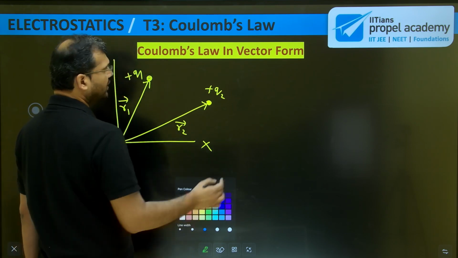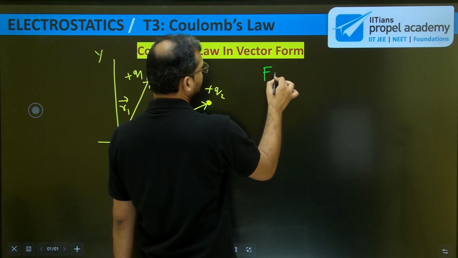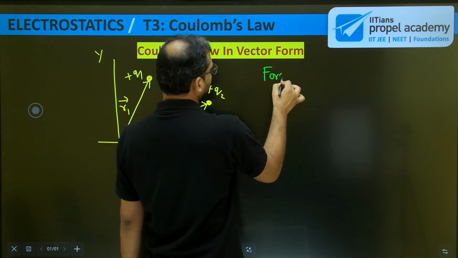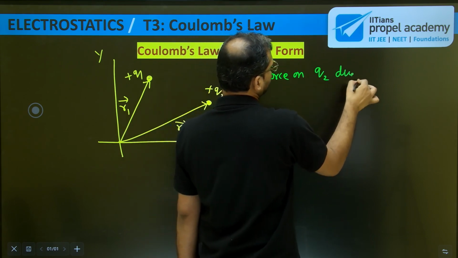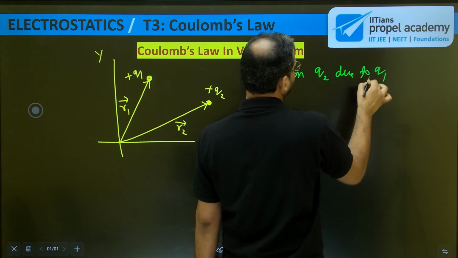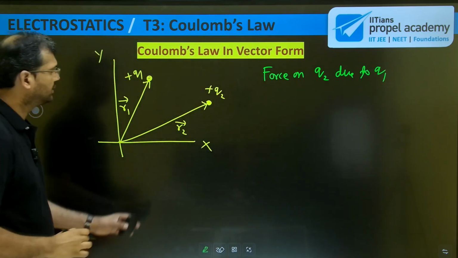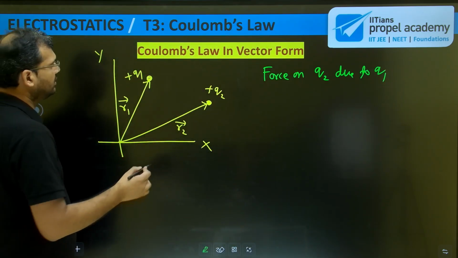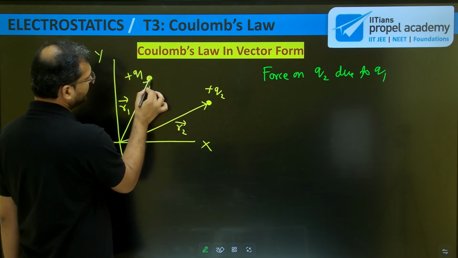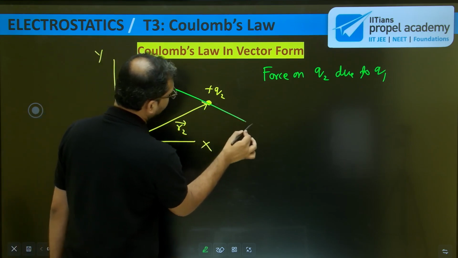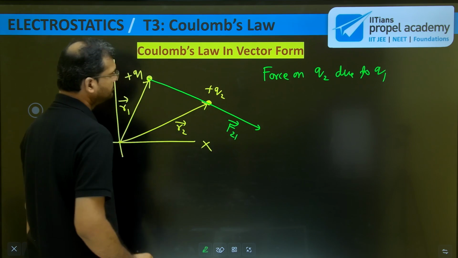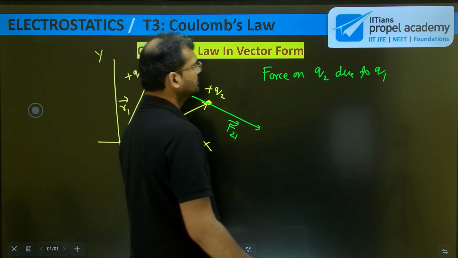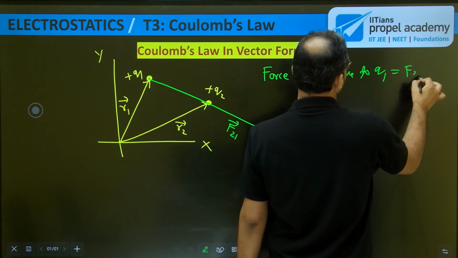Now, the force on Q2 due to Q1. How does it look? Plus, plus, right? It will be repelled in which direction? In this direction. So this is your F21 bar, right? It is given as F21 bar.